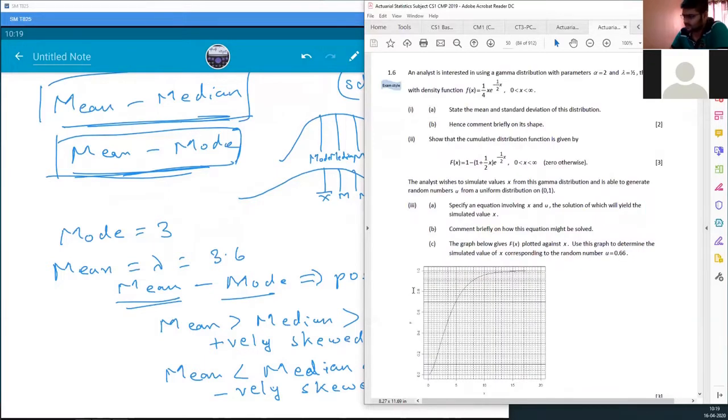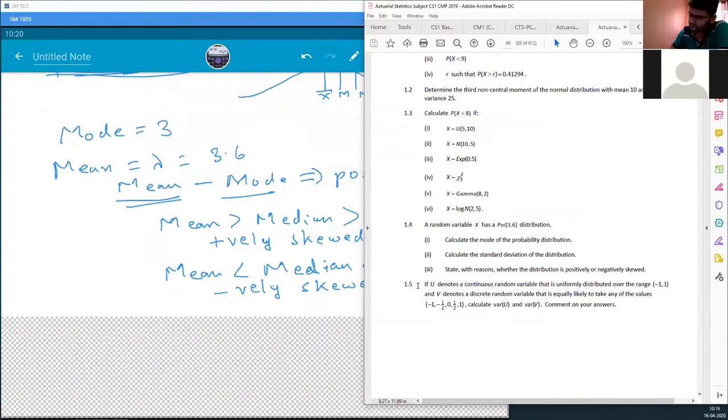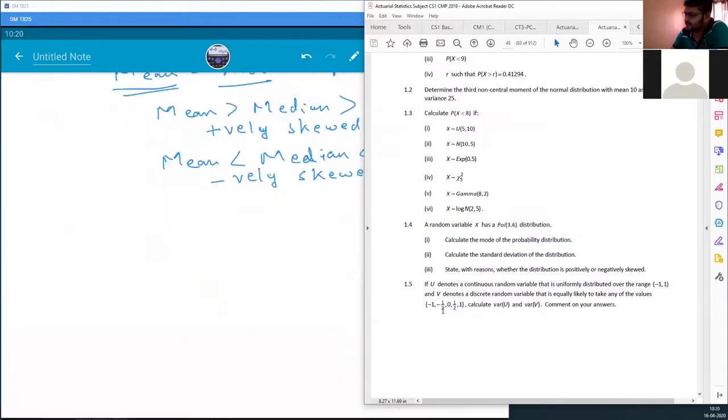Okay, besides this, let's look at 1.5. It says U denotes a continuous random variable and is uniformly distributed over the range -1 to 1. V denotes a discrete random variable that is equally likely to take any value in this range. So V is also a uniform distribution. It takes values from -1 to 1 as well, uniformly distributed, and we have to calculate the variance.